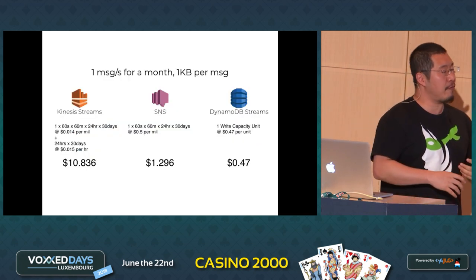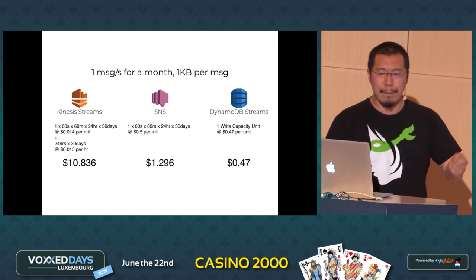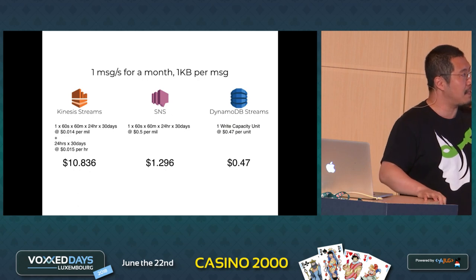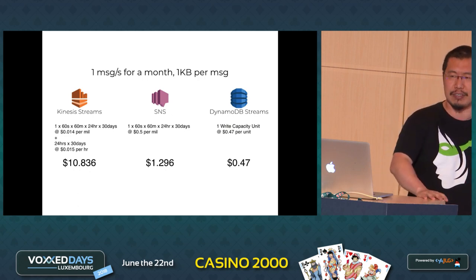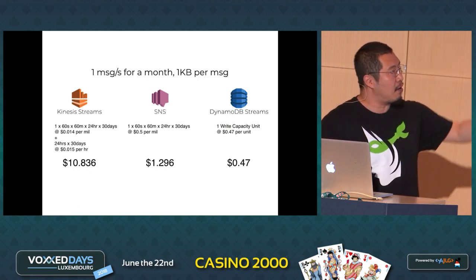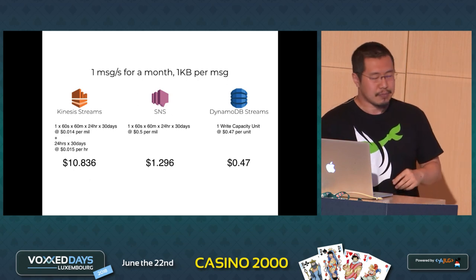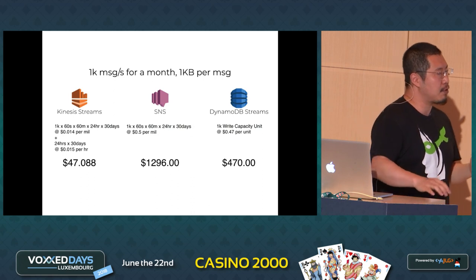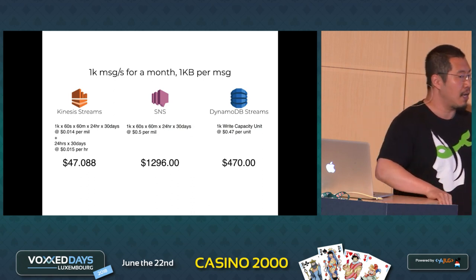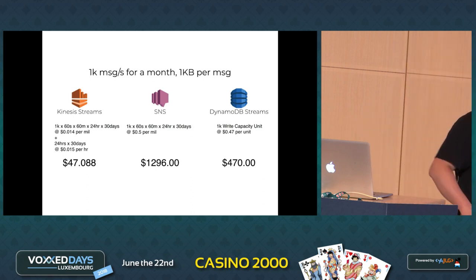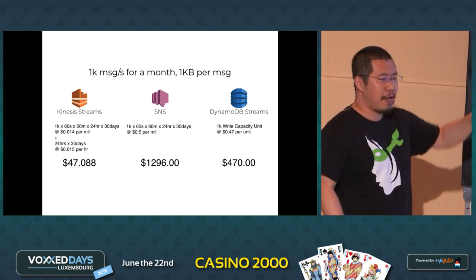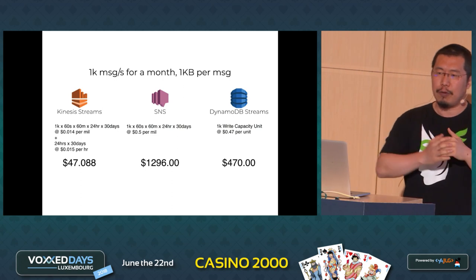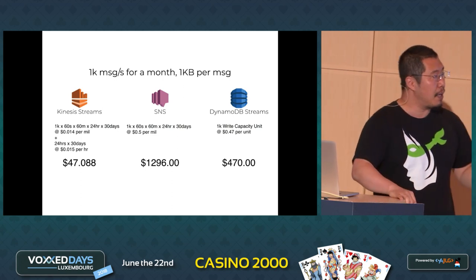So when you consider a system whereby you're publishing one message a second, people often tell me that Kinesis is really expensive by comparison, which is true when you're talking about one message per second. But when you look at what happens by the time you scale that up to, say, 1,000 messages a second, the picture looks very different. So even though with Kinesis you're paying for the shard hour, so even though you're not doing anything, you're still paying for that shard 24/7.